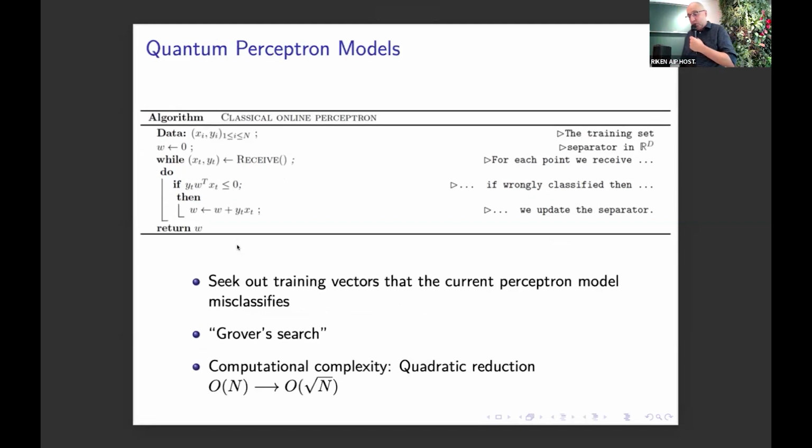Now I would like to show how we can use Grover to have a quantum perceptron. The first idea was proposed in a NeurIPS paper by Wiebe and co-authors. If I remember well, it was published in 2016. And the idea is the following.